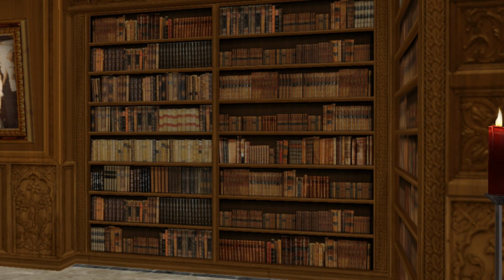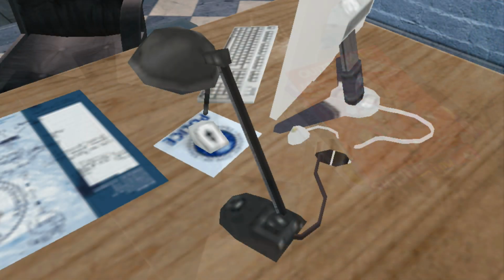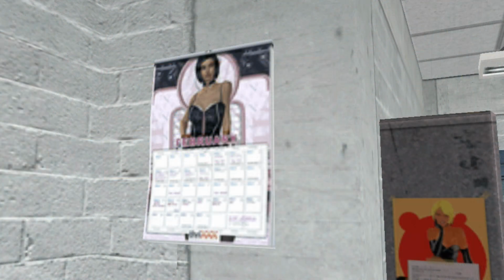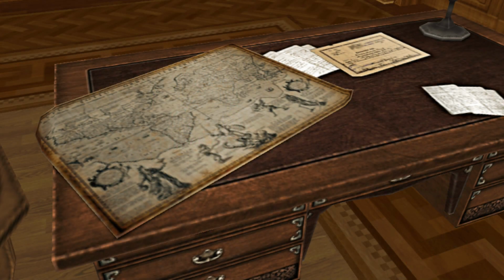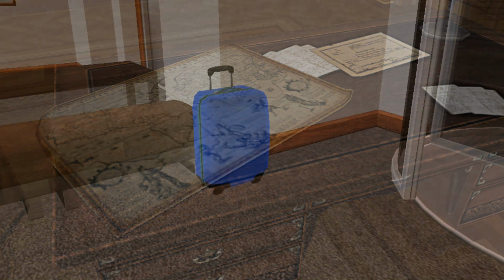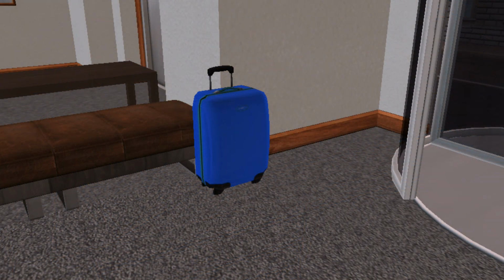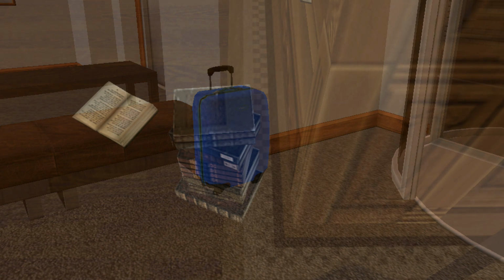Yes, it is a bookcase. Yes, they are magazines. It is a desk lamp. It is a notice board. Yes, it is a calendar. It is an old map. Yes, it is a suitcase. It is a stack of books.